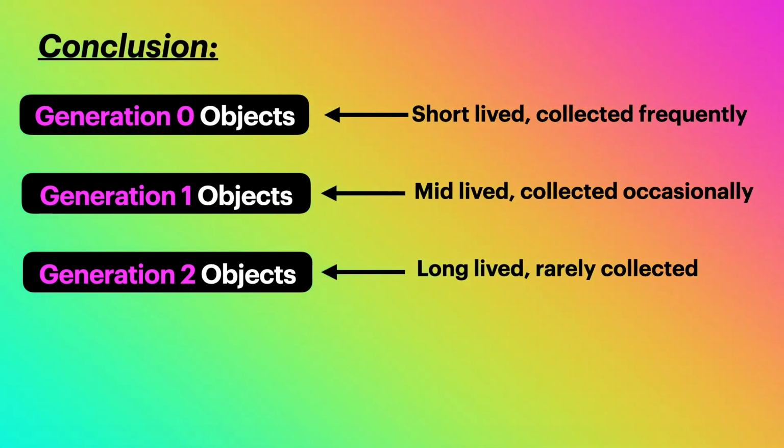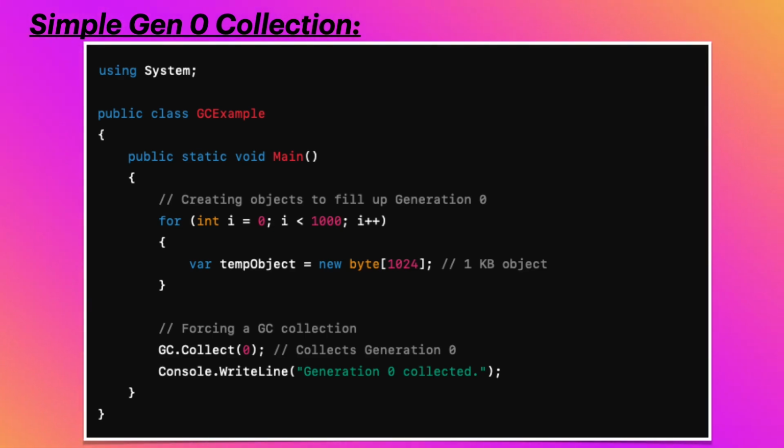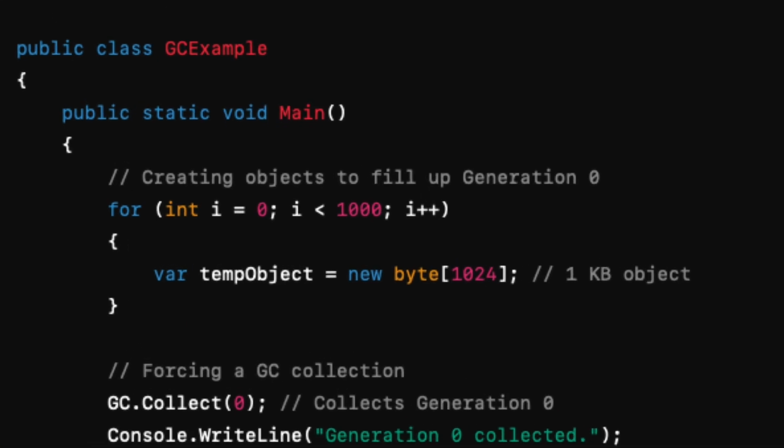We'll check some more detail about generation 0. It would be a simple gen 0 collection, in great detail. We have a class GCExample, and you have a static Main method. Inside that, suppose we are collecting from generation 0. This is the byte object, the temp object we created, and we are forcing a GC collection. GC collection has an algorithm where you cannot predict exactly when it gets triggered, but you can force it, and we can call it for generation 0.